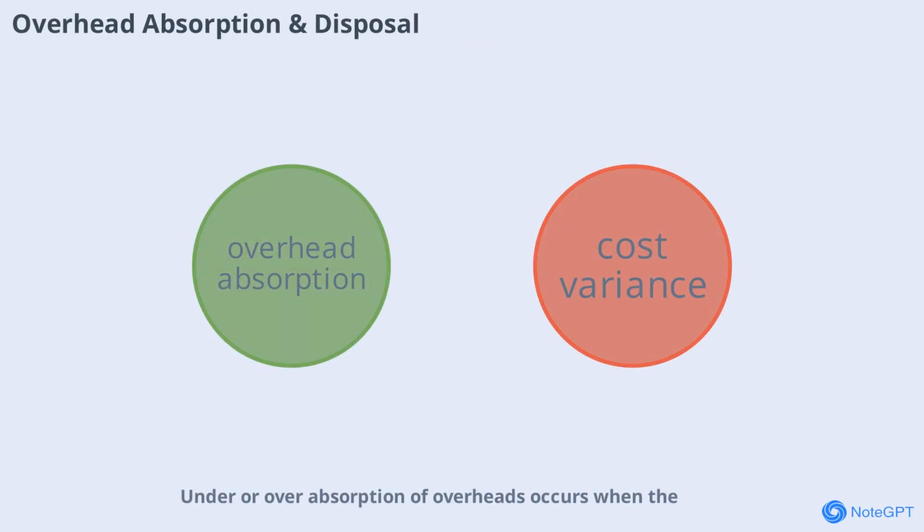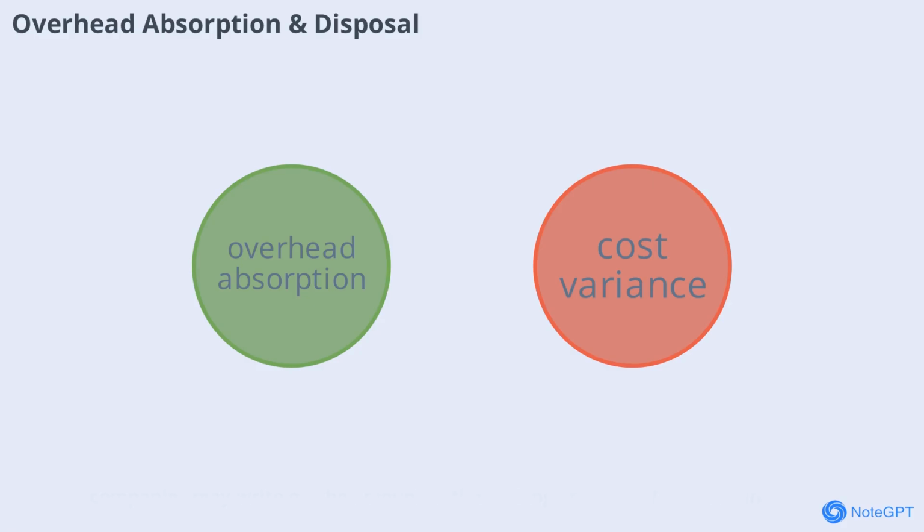Under or overabsorption of overheads occurs when the actual overheads incurred differ from those absorbed using predetermined rates. This can result from differences in output, inaccurate rate calculations, or unexpected overhead expenses. Underabsorption means actual overheads exceed absorbed overheads, while overabsorption is the opposite.